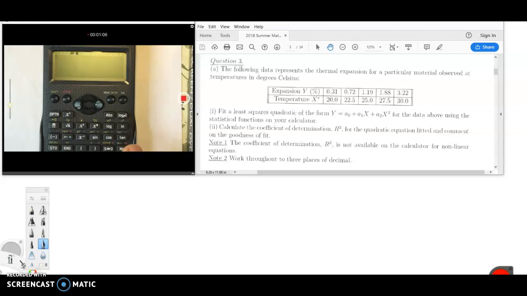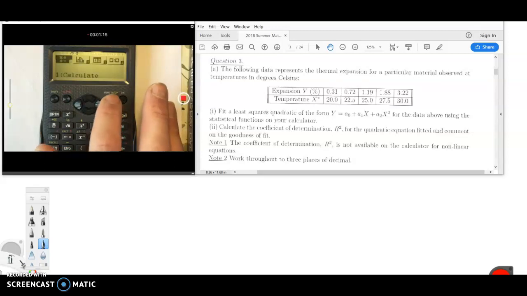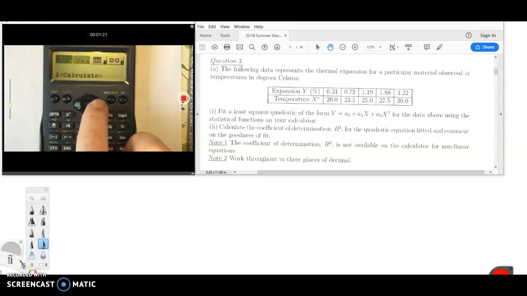Now to enter this bivariate data, with an X and a Y value for each of the 5 recordings, we press the menu button. Then scroll over to the statistics icon and press equals. Now we have this menu here, and we're going to go with number 3, because we have an A, a BX and a CX squared, which suits us to get our least squares quadratic. So we'll type in 3 there, and now we're just going to enter the data.